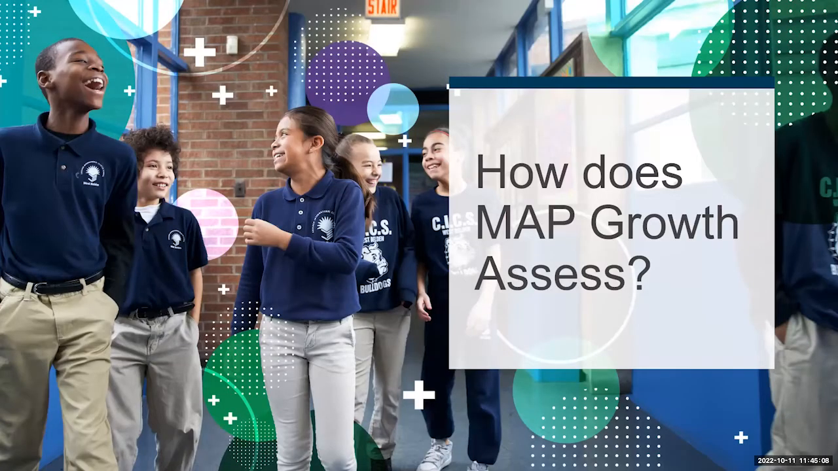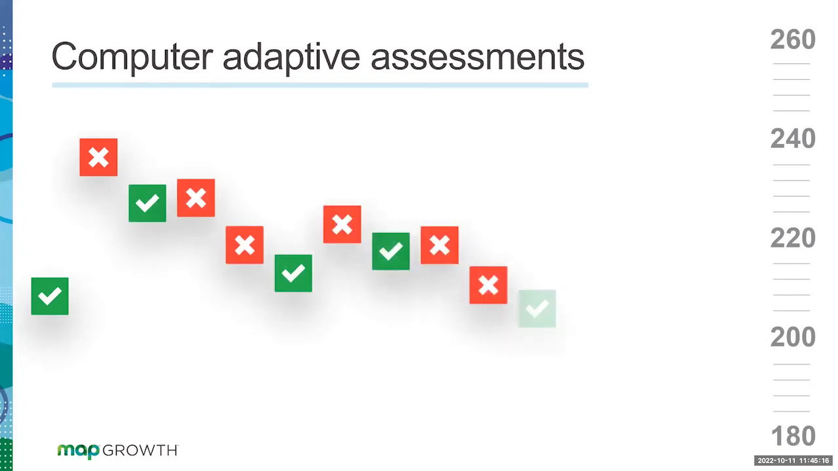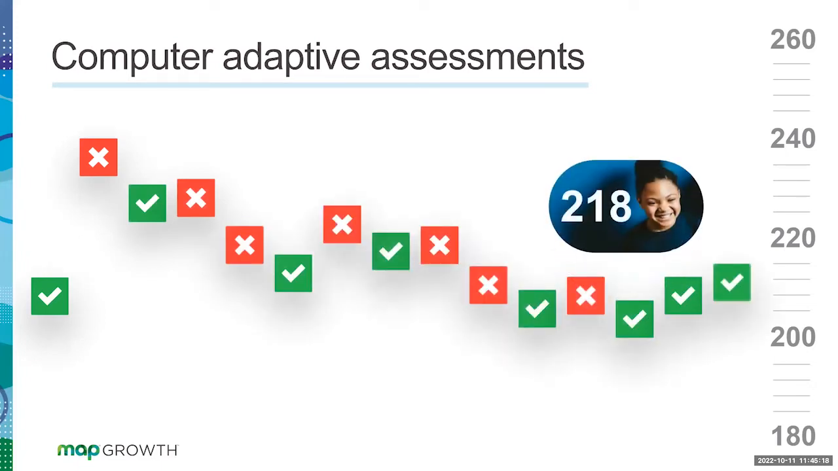So how does MAP Growth assess students? And again, all of you are teachers, and many of you probably use MAP. You know that the first time a student takes a test, they will get a grade level question. If they get it right, it gets more difficult. If they get it wrong, it gets a little easier, until it levels out to about that 50% range, 50% correct, 50% incorrect roughly. And that is that zone of proximal development that we are looking to determine with that RIT score.